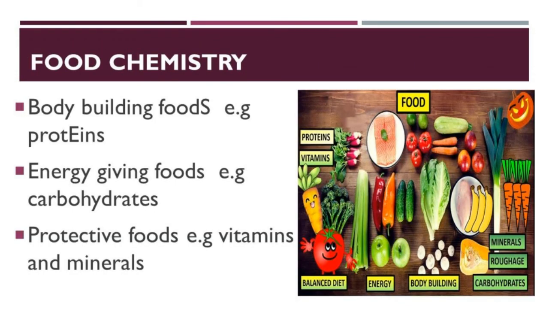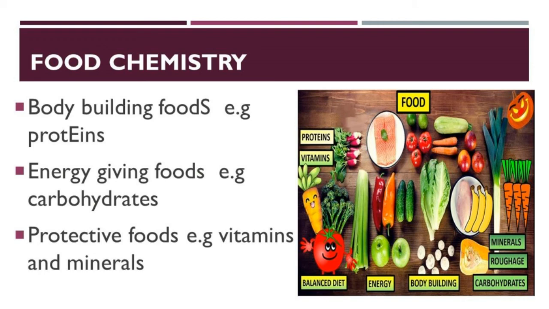Food chemistry. Food is one of the basic needs of humans and animals. The food we eat is also made of chemicals. Any human might require the following three kinds of food. Bodybuilding foods. These are required for physical growth of the body, for example proteins.